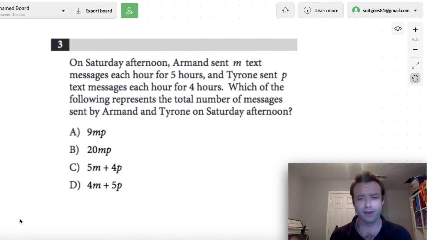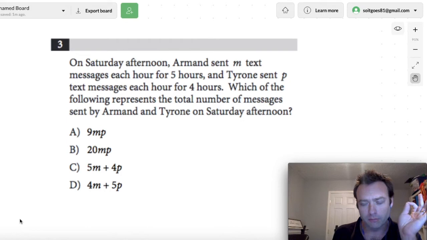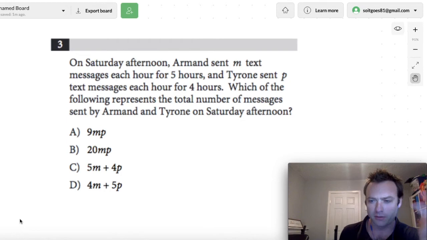So instead of dealing with variables here, again, we're going to plug in values in place of the variables. Let's create a value for M, the number of text messages that Armand sends each hour for 5 hours. We could pick a lot of different values. We could do 2, 3, 4, 5. I prefer smaller values when possible. It's just going to make the arithmetic a lot easier. Does that make sense? All right.